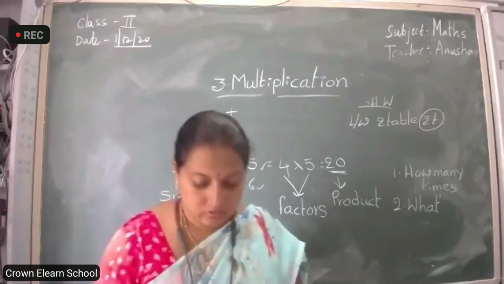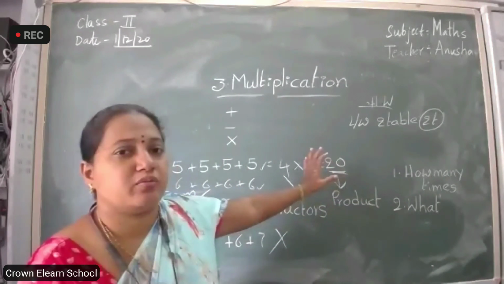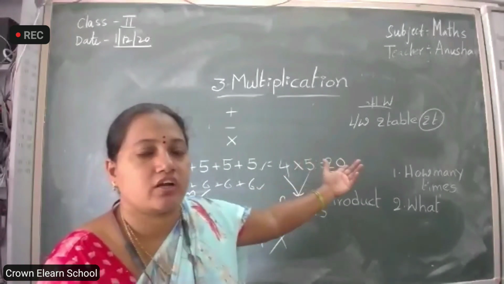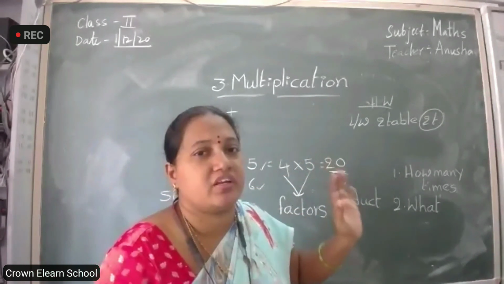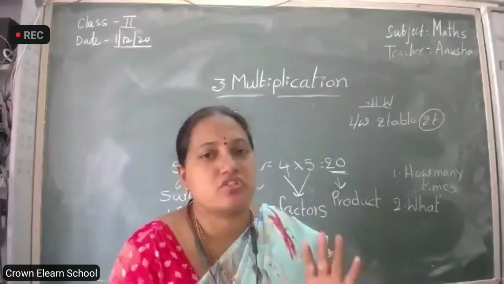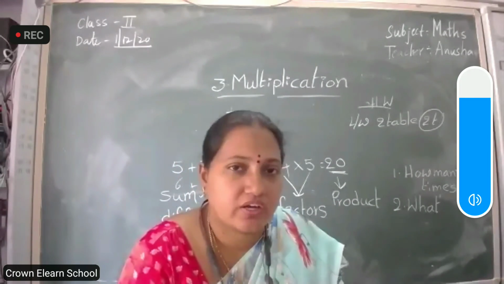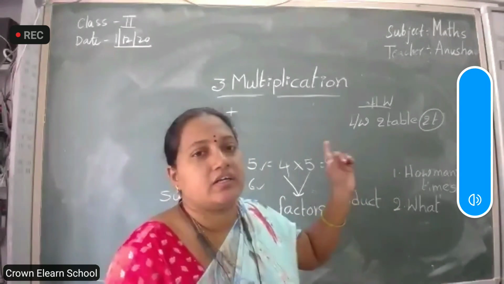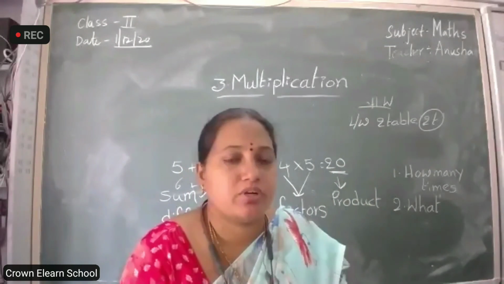Okay, Nana? So you have to read tables. Whether you did homework or not, I don't know. But tables are very important, Nana. Without knowing the tables, you can't do multiplication. So learn and write 2 tables 2 times.